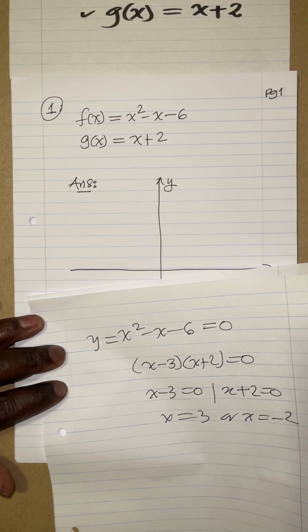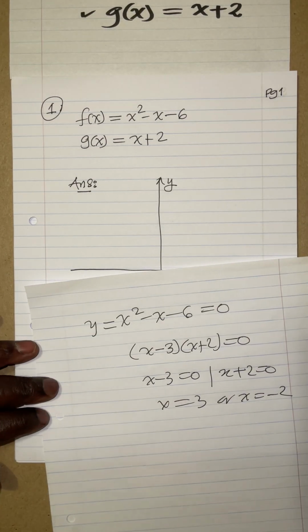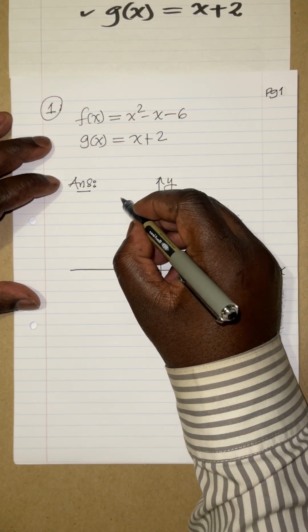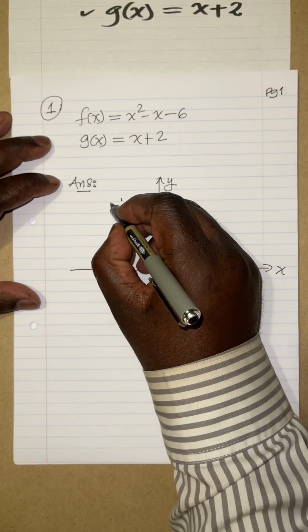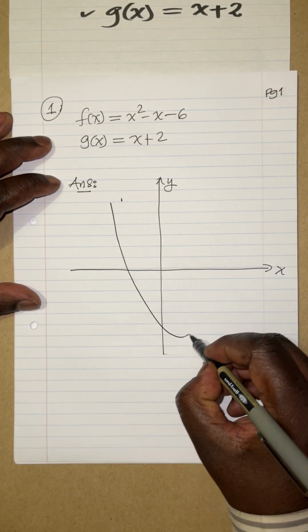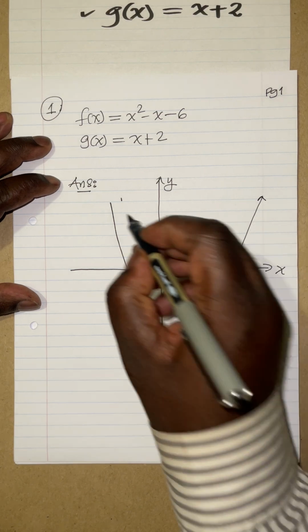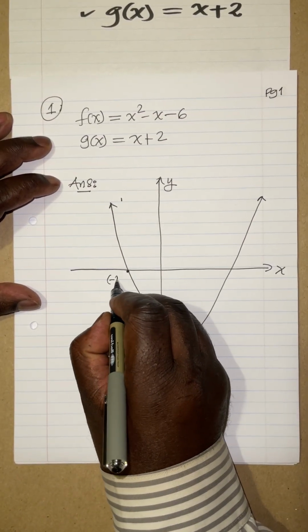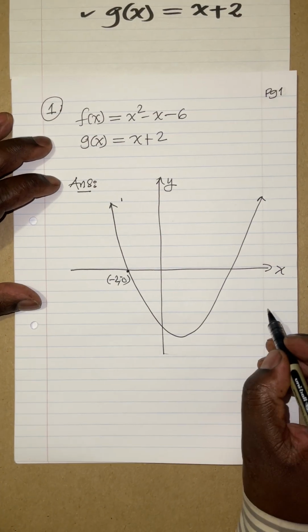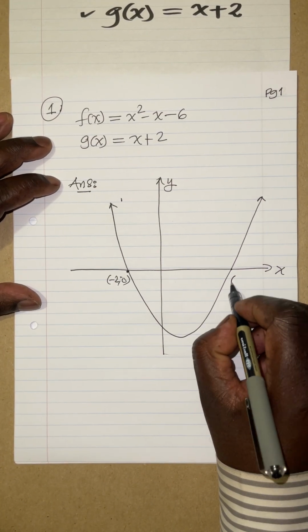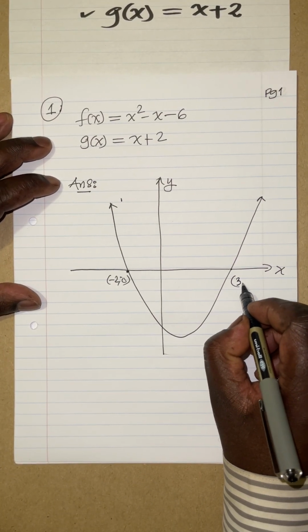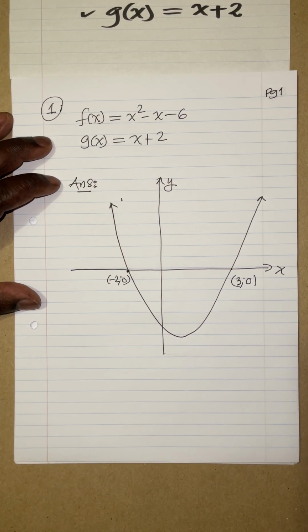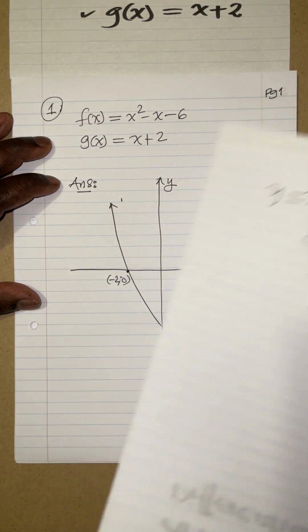So we know that it will have two intercepts on the x-axis at minus 2 and 3. I'm going to sketch it briefly like this, from minus 2 like this. So at this point here we have minus 2 comma 0. Remember, on the x-axis y is 0, and at this point we have 3 comma 0. Those are the two values we got.